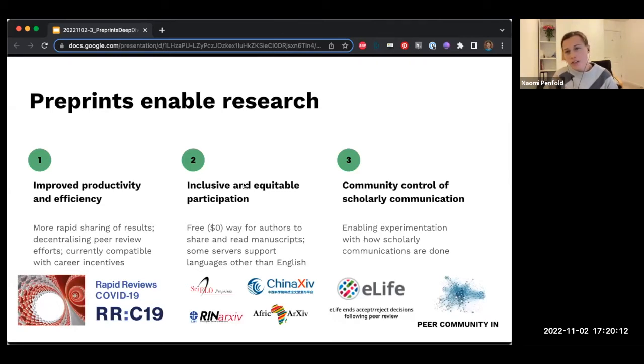Some of these are very recent, eLife just switched their model, and others have been building over several years. So Peer Community In has now got quite a thriving space for some particular domains where the community reviews preprints, and that's the model they're using.